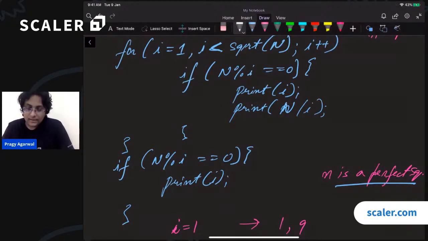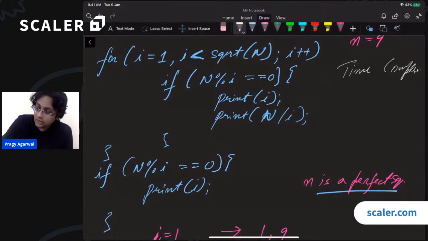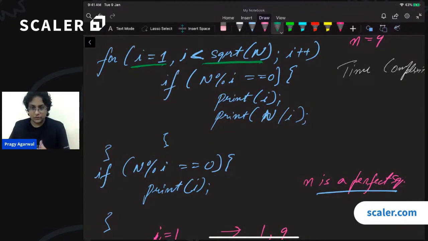Now the question is, how much time did we save? What is the time complexity of this particular code? Who can tell me that? Well, this is very simple. Just like the previous case, we have a simple for loop. And this for loop now goes from 1 all the way till square root of n. So the time complexity is order of square root of n. Simple. Is that clear?